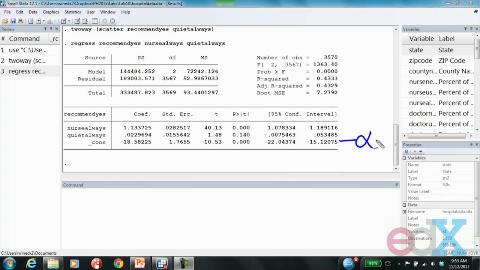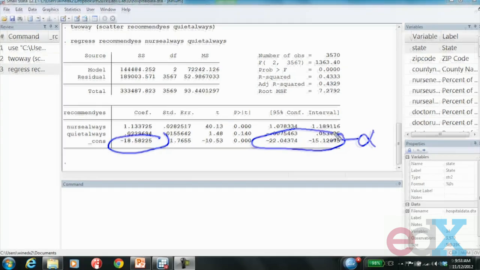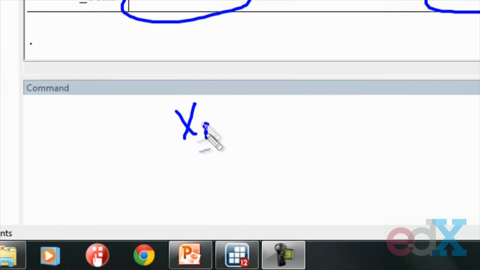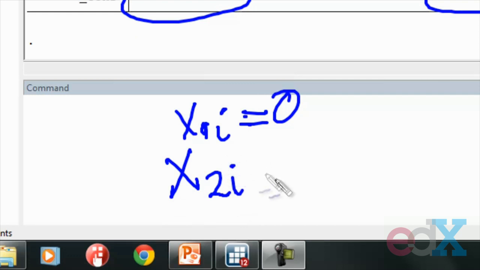Last, let's look at the interpretation of alpha. The estimate of alpha is negative 18.6, and there's also a 95% confidence interval for alpha over here. Now, alpha is technically defined as the expected value, or the estimated expected value, of the outcome when the covariates are both set to 0. So we would need x1 equals 0 and x2 equals 0.